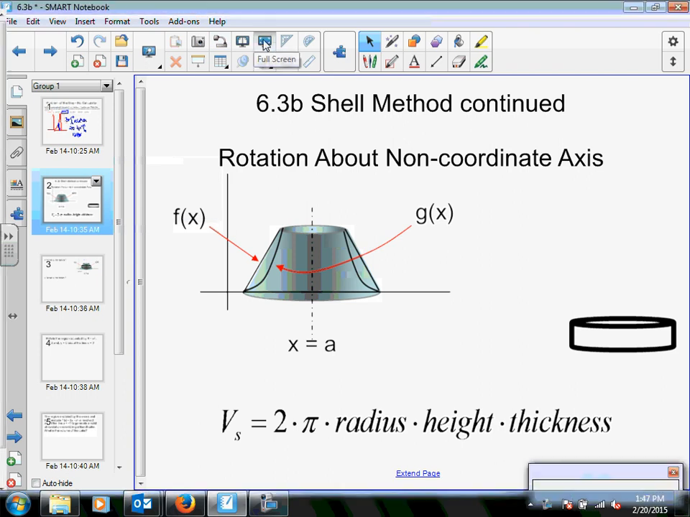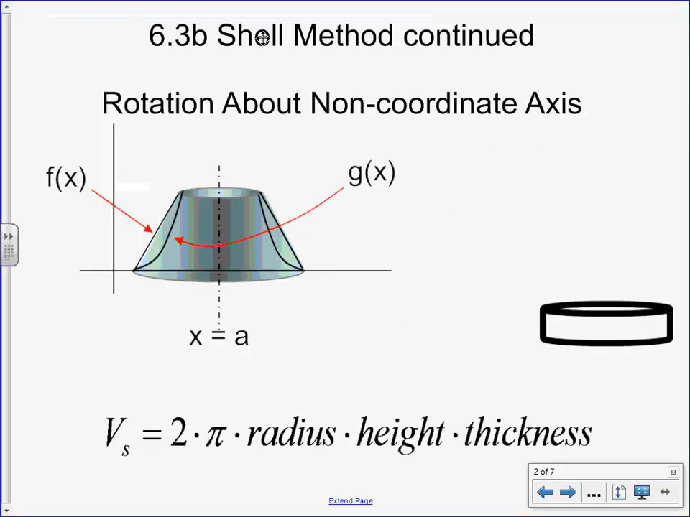Go ahead and get out your notes. We are going to talk about the shell method. What have we not done with our shell method? Over something that isn't an axis. Okay, a non-x or y axis.